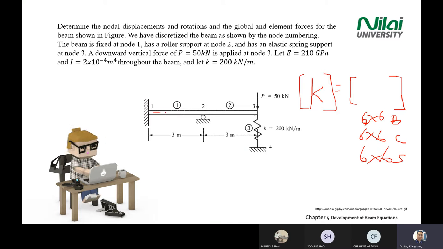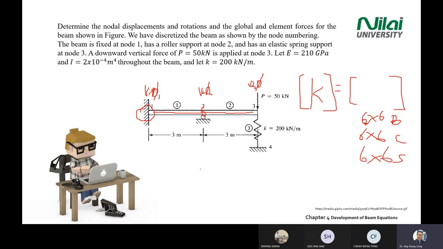This is beam, right? So each one will give you 2 displacements, right? This one, V1, rotation 1. This one, V2, angle 2. Point 3, V3, angle 3. What about element 3? Element 3 is a spring.